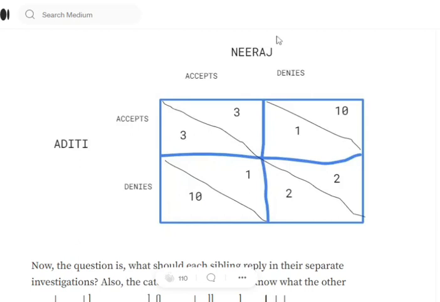So again, state 1 is the Nash equilibrium state because if either opponent changes his strategy, that is, if Aditi goes from acceptance to denial or Neeraj goes from acceptance to denial, the opponent benefits if he sticks to his strategy, and he can't improve his condition by changing his strategy. So if Aditi sticks to accept but Neeraj denies, his condition worsens. Similar for Aditi also. Hence, state 1 is a Nash equilibrium state in this particular situation.